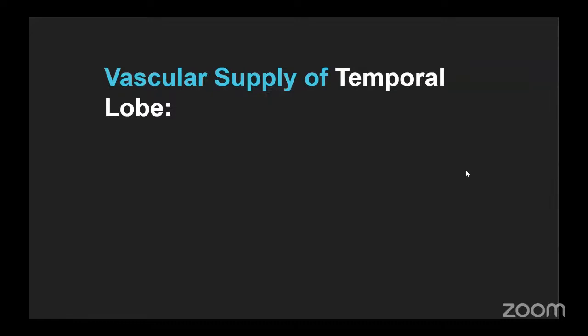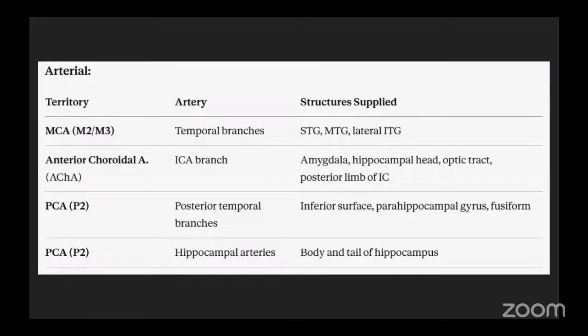Then we have the vascular supply of the temporal lobe. Interestingly, half of the temporal lobe is supplied by MCA and half of it is supplied by PCA. So it depends which portion of the temporal lobe has a stroke. If it is MCA, usually it's going to be slightly anterior, and the lateral portions. MCA supplies via M2, M3. It supplies the superior temporal gyrus, the middle temporal gyrus, and the inferior temporal gyrus, but the lateral surface, not the orbital, not the inferior surface.